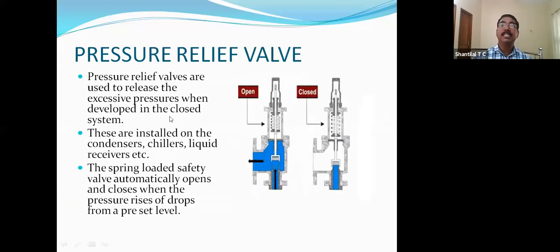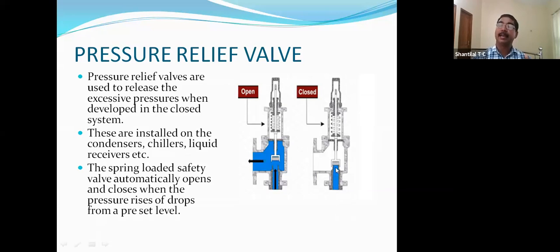This is a pressure relief valve, very simple. Pressure relief valves are used to release the excess pressure developed in a closed system. In a closed system, if pressure exceeds the limit, it opens. See this figure. This is closed. So this is the inlet pressure and this is the outlet. Now it is closed with the help of a spring-loaded disc. And this is located on the discharge line or condenser head or liquid receiver. So that pressure is acting here.